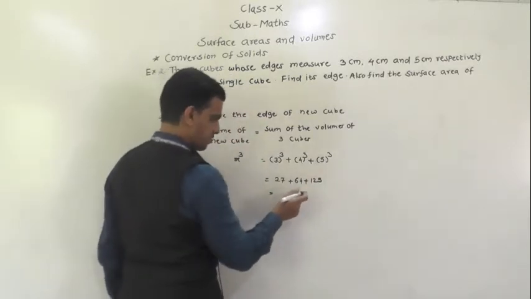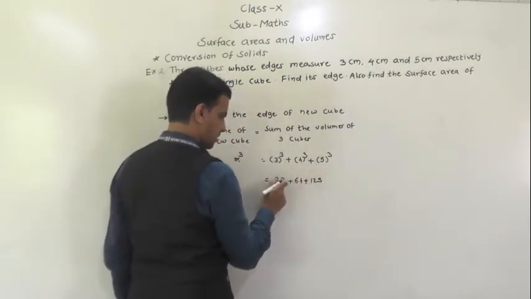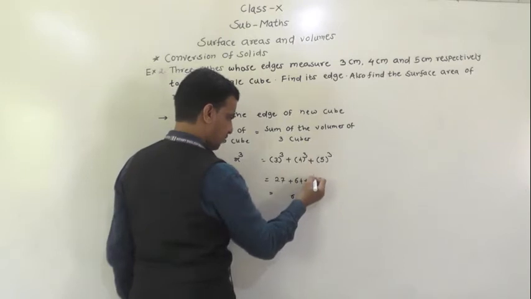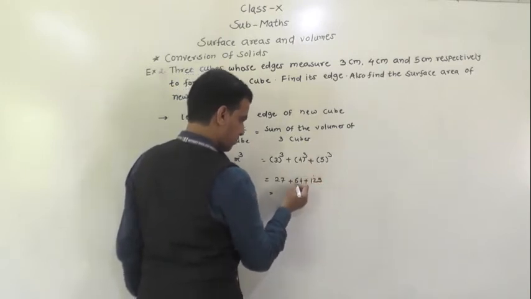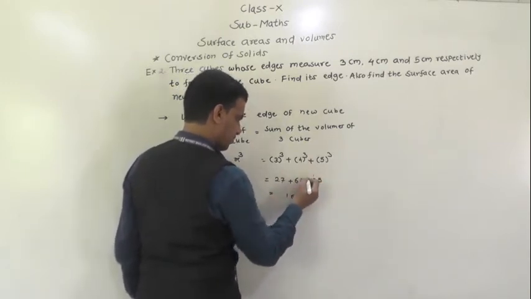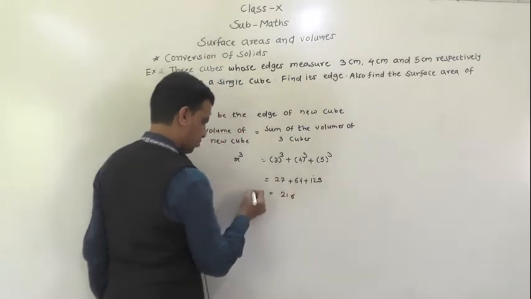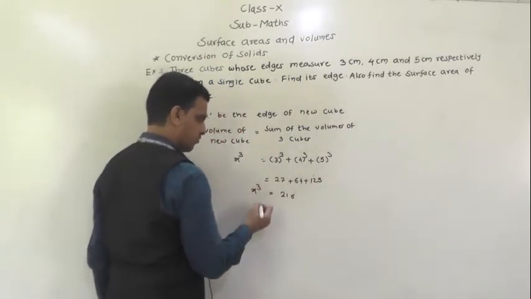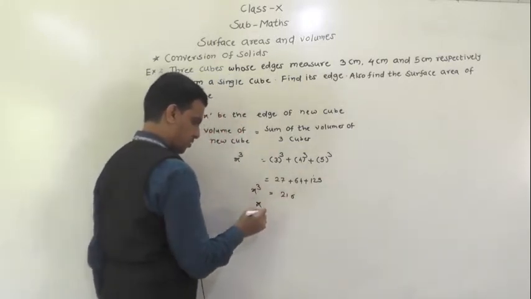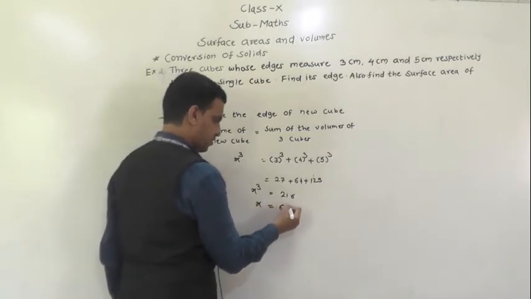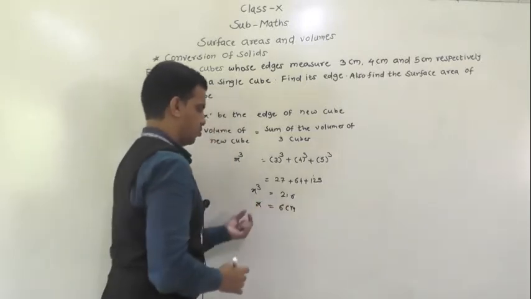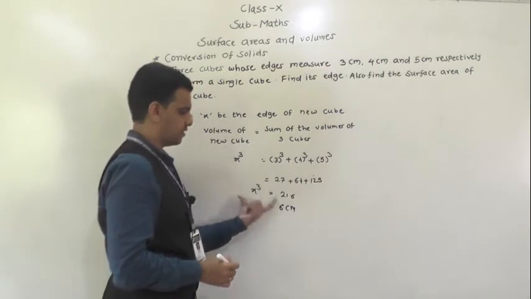If we add this, 5 plus 4 is 9, plus 7 is 16, 1, 2 plus 1 is 3, plus 6 is 9, plus 2 is 11, so 216. So x cube is equal to 216. If we take the cube root on both sides, x is equal to 6 centimeter. So the side of the new cube is 6 centimeter.